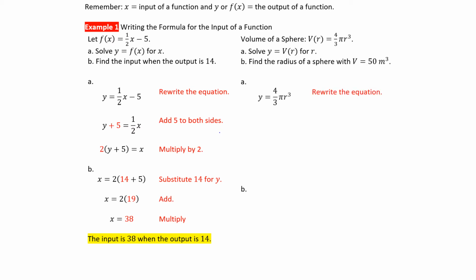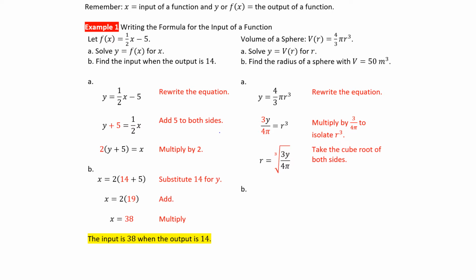We say that y equals the formula, and then how are we going to get r cubed by itself? We can take 4/3 and multiply by the reciprocal. Also, y is in the numerator. We can multiply by its reciprocal, and that gets us to r cubed being by itself. How do we undo a cube? We take the cube root of both sides.